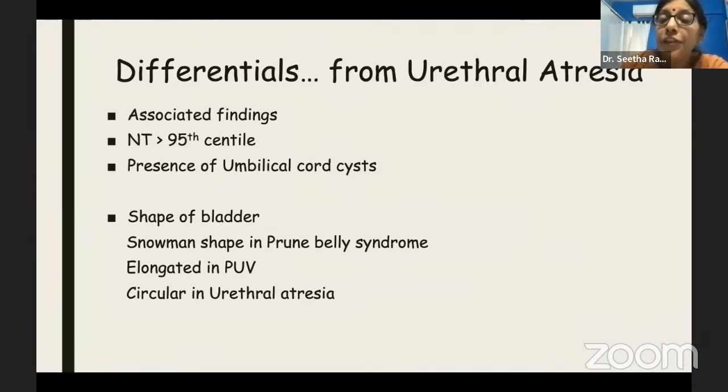But what are the main differentials? The main differential is urethral atresia, because LUTO because of posterior urethral valves is still amenable to treatment if properly selected, as we will see. But urethral atresia is not compatible with life, and there have been certain findings which have been suggested that could differentiate it from urethral atresia, like if the NT is above the 95th centile. Presence of umbilical cord cysts is debatable, but yes, sometimes they can be associated. But also they have said that the shape of the bladder is typically elongated in posterior urethral valves and sometimes can be circular. These may not be obviously classical of each, but yes, there can be some ways of differentiating.